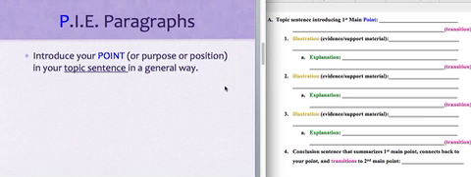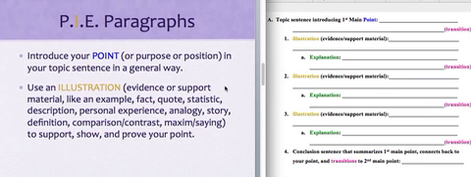Those are the ingredients. So the first ingredient is your point, or your purpose or position that you're writing about. And you introduce that in your topic sentence in a very general way, not with a specific point or specific example, but something in a general way.